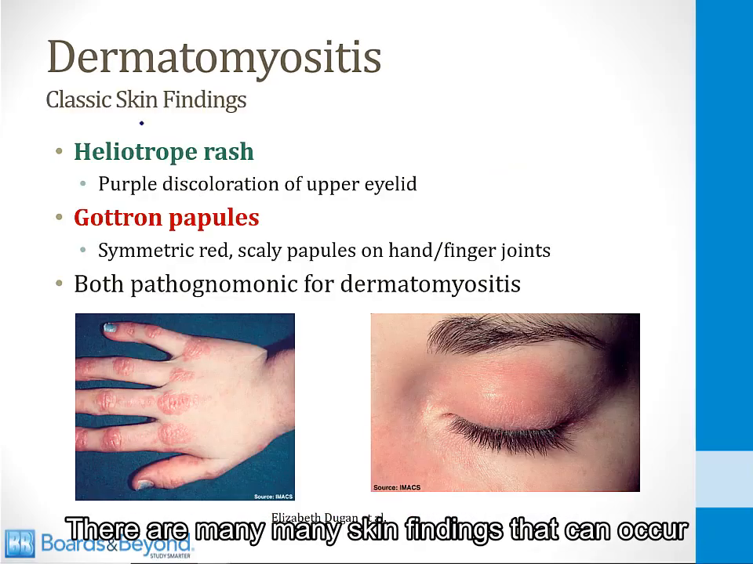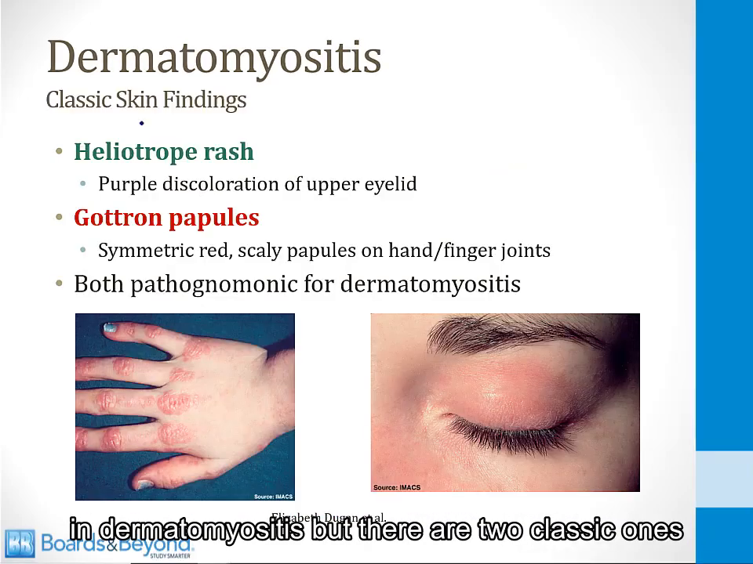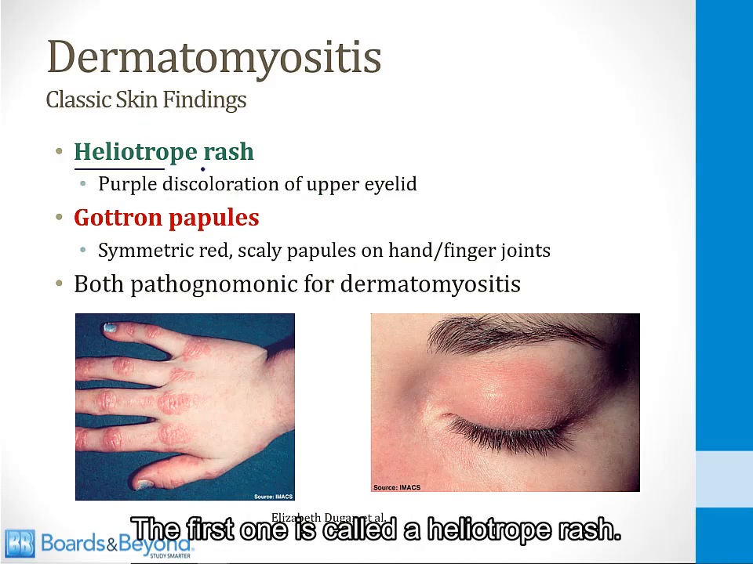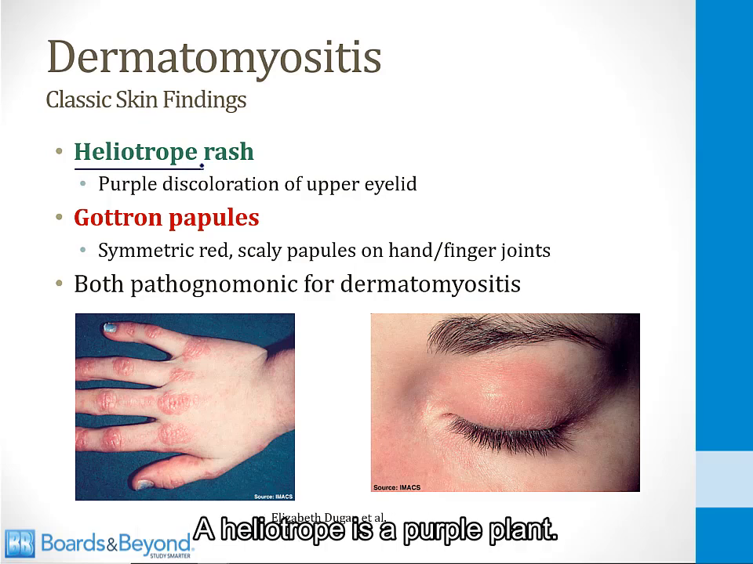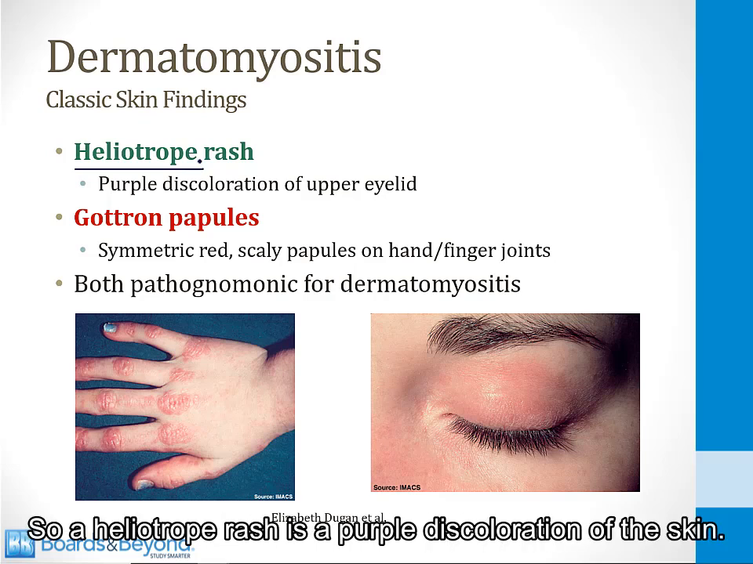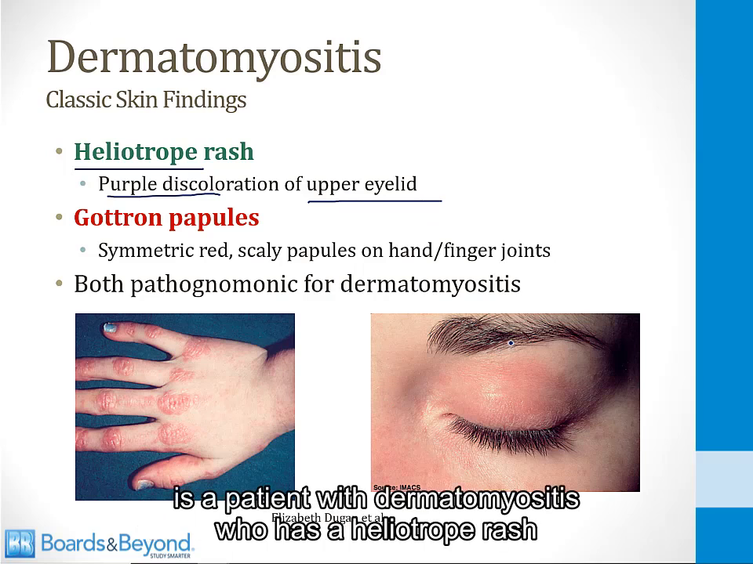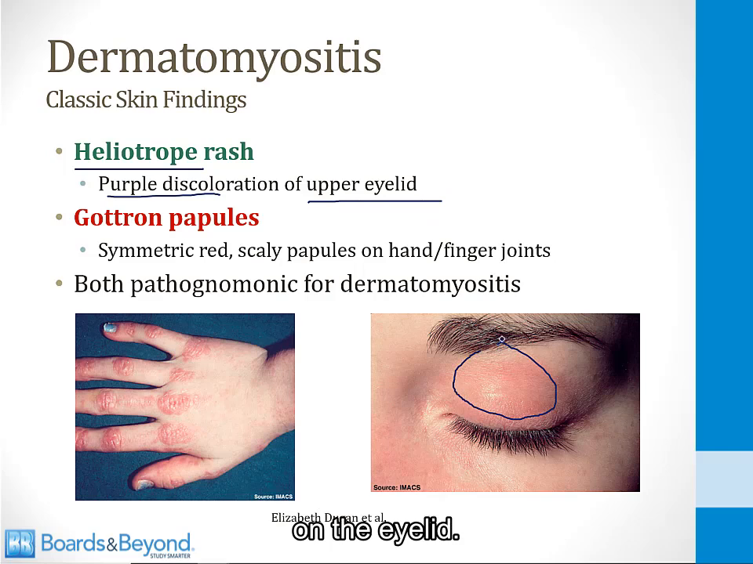There are many skin findings that can occur in dermatomyositis, but there are two classic ones that you should know. The first one is called a heliotrope rash. A heliotrope is a purple plant, so a heliotrope rash is a purple discoloration of the skin. It classically occurs on the upper eyelids. On the bottom right side of the screen is a patient with dermatomyositis who has a heliotrope rash on the eyelid.